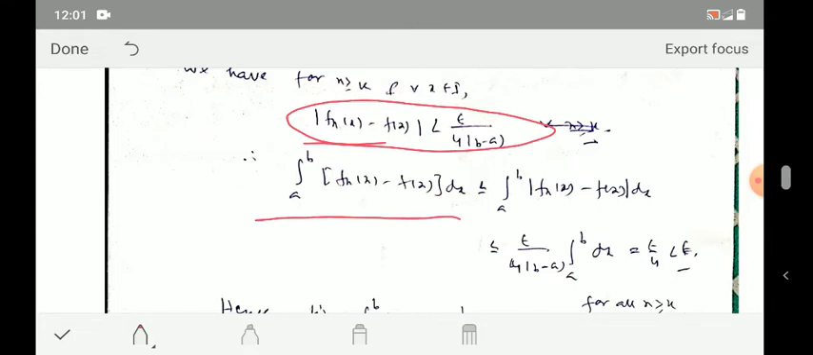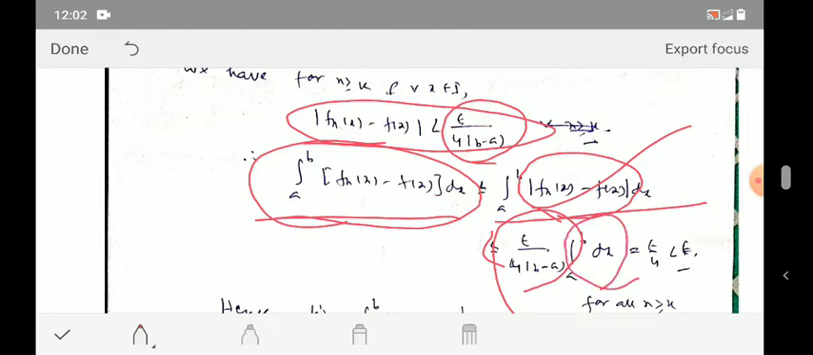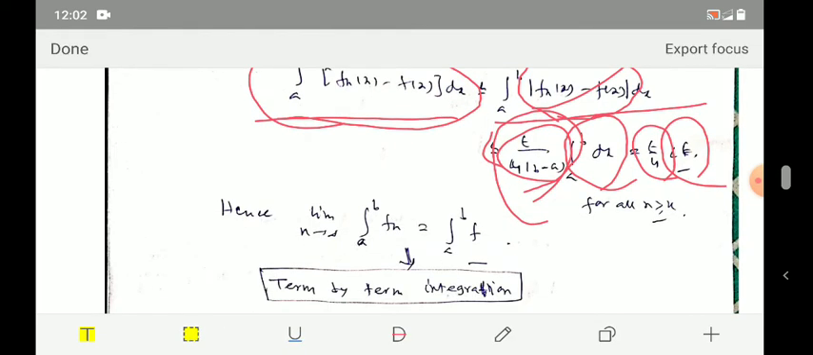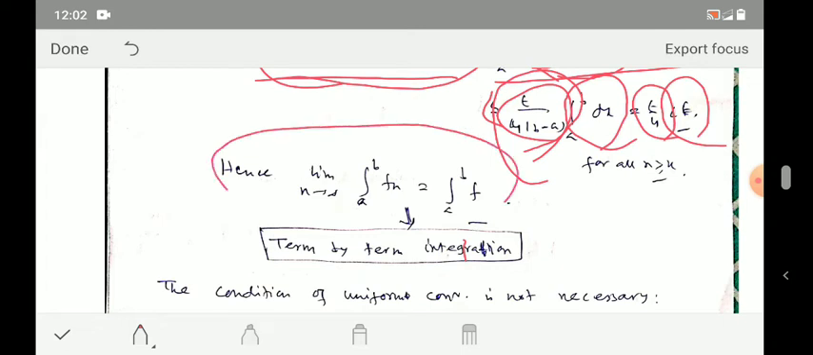Just take the integration a to b of mod of f_n(x) minus f(x) dx. This is less than or equal to the integration a to b of mod of f_n(x) minus f(x). We already get mod of f_n(x) minus f(x) is less than epsilon by 4 into (b minus a), so we put this less than epsilon by 4 into (b minus a). Actually the integration a to b dx equals b minus a, therefore it becomes epsilon by 4 only, that is less than epsilon. Therefore for all n greater than or equal to k, we get the limit as n tends to infinity of the integration a to b of f_n equal to the integration a to b of f. Therefore the term by term integration is possible.